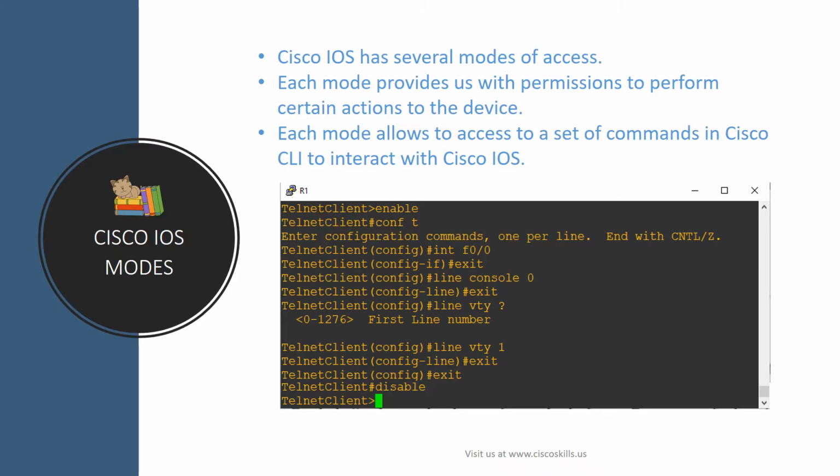As you may know, Cisco IOS has several modes of access. Each mode provides us with permission to perform certain actions on the device. Each mode allows us to access a set of commands in the Cisco CLI to interact with Cisco IOS. Here is a screenshot of the Cisco CLI where I gained access to the device via the console and went back and forth among different Cisco IOS modes. We will learn more about those modes in the next slides.